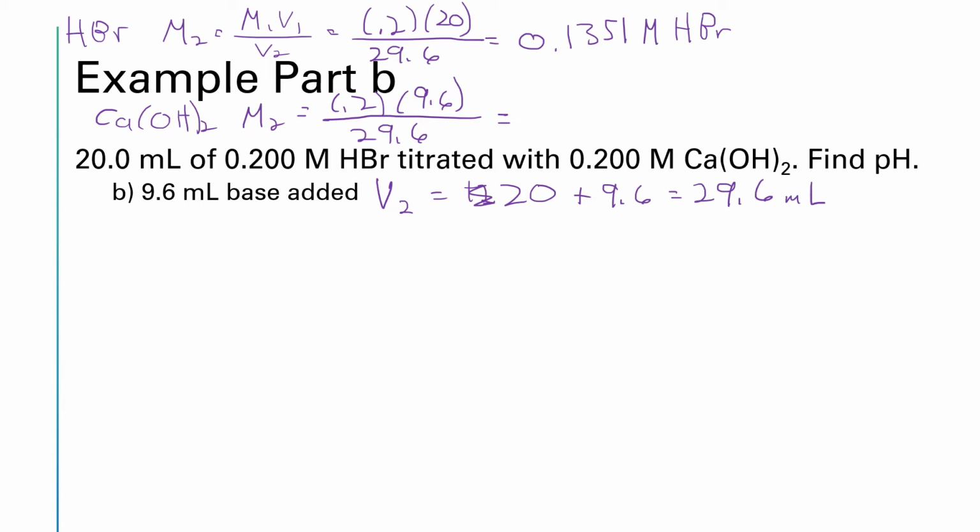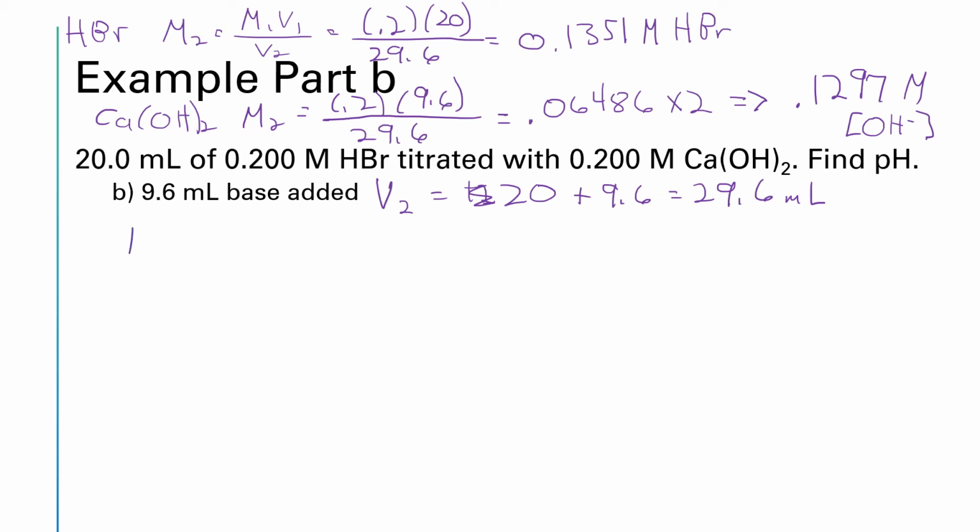And that will be equal to 0.06486. And then we're going to want to multiply that by 2 to get the hydroxide ion concentration, since we get 2 hydroxides for every 1 calcium hydroxide. So that will give us 0.1297 molar for the hydroxide ion concentration.